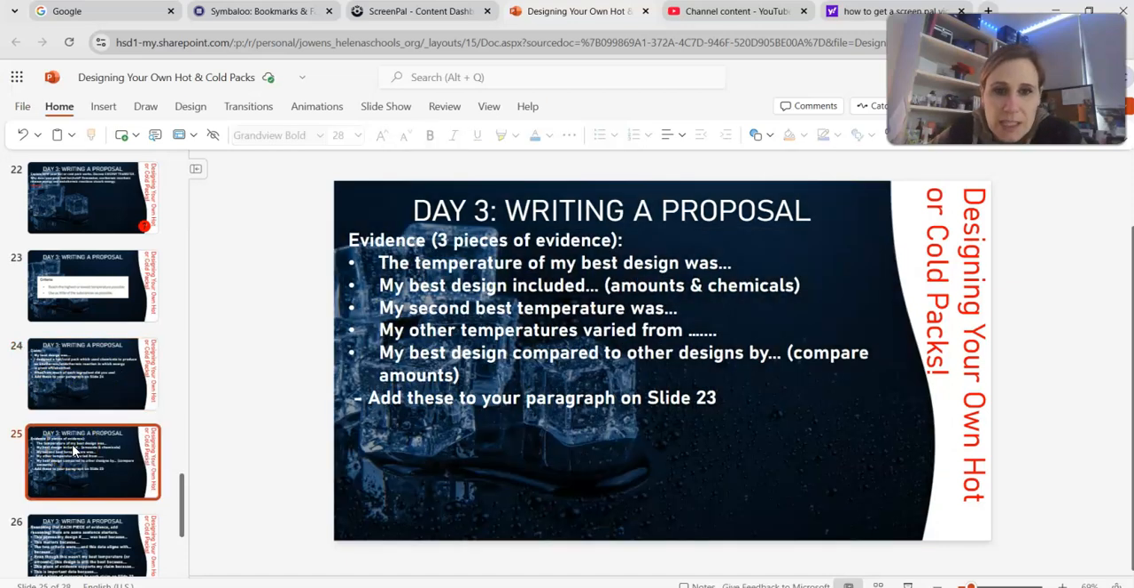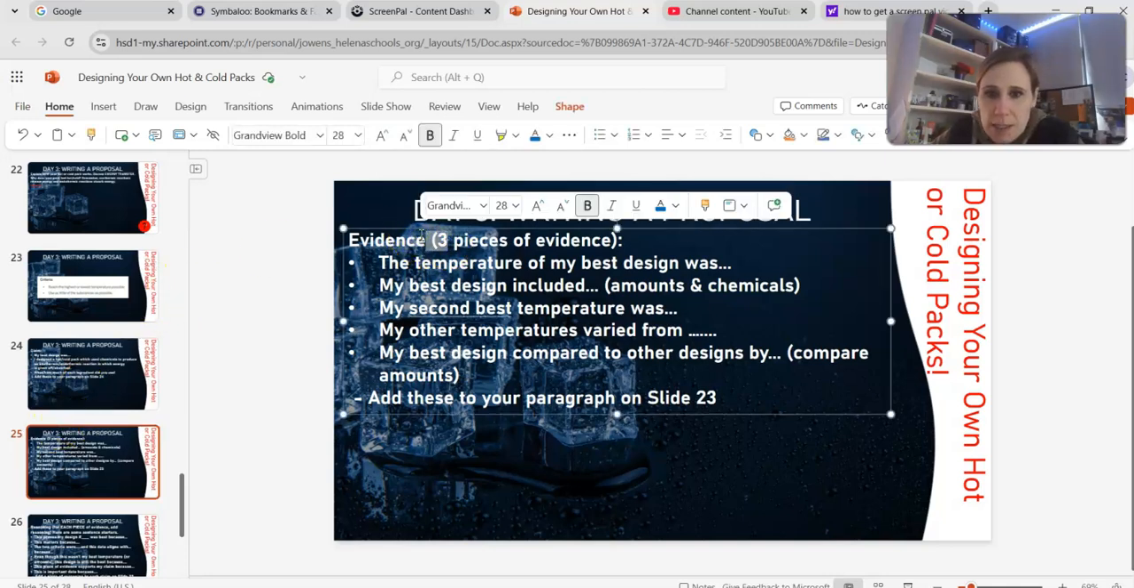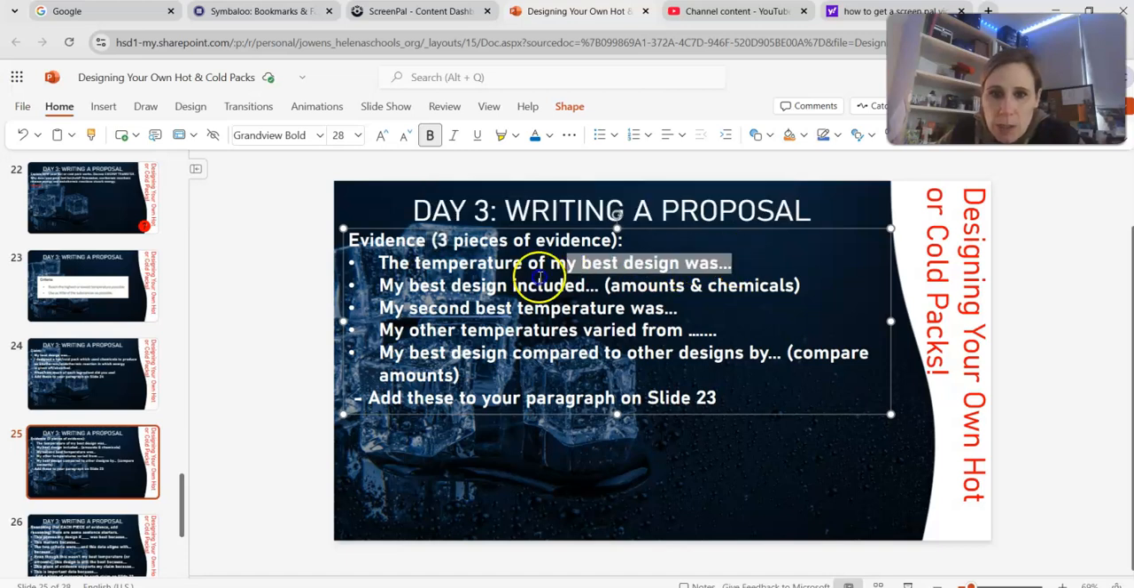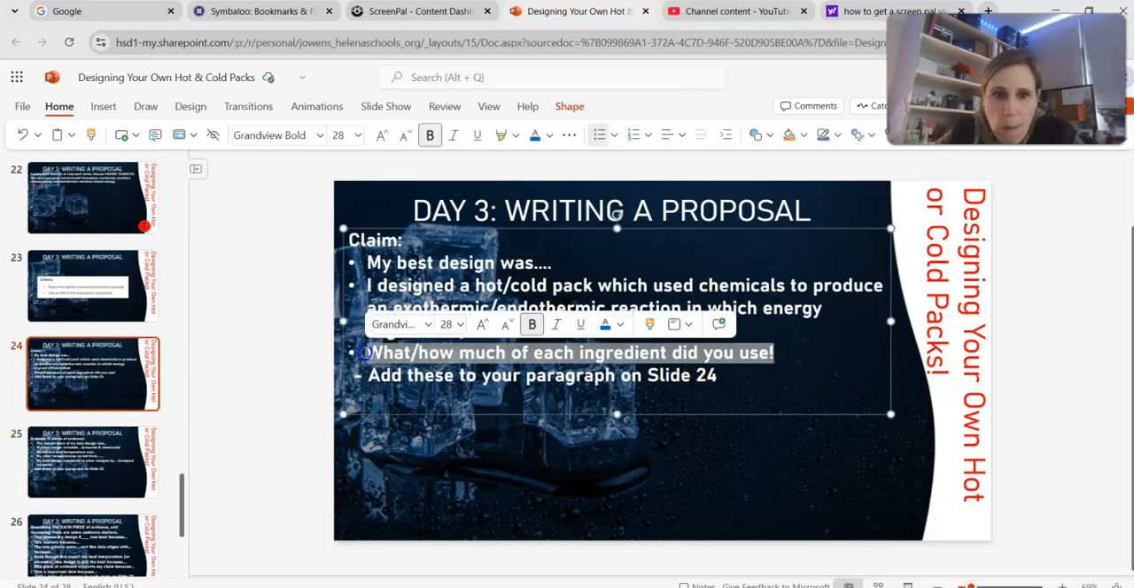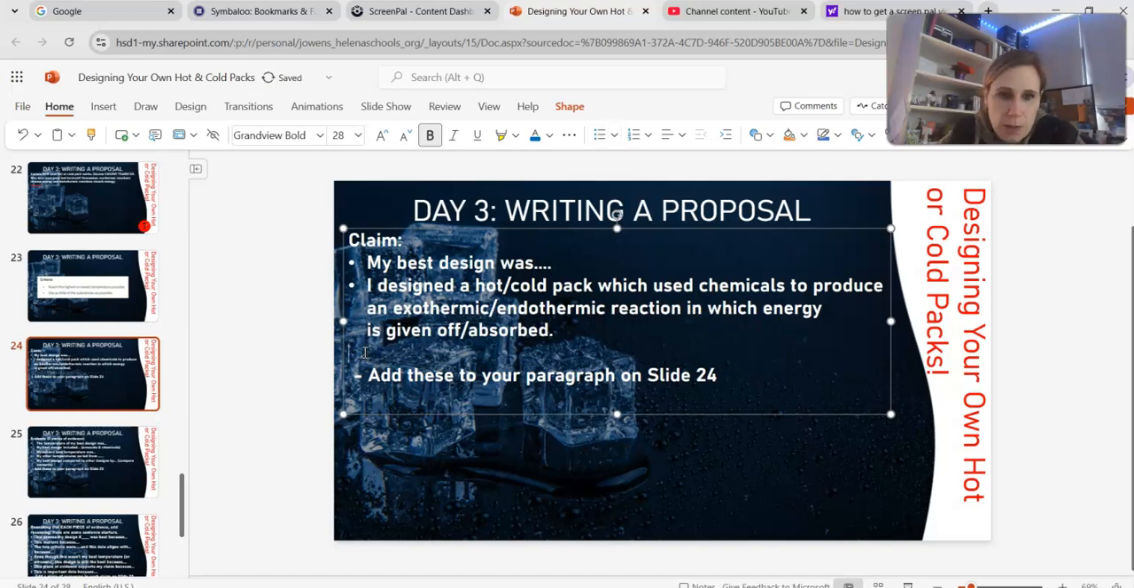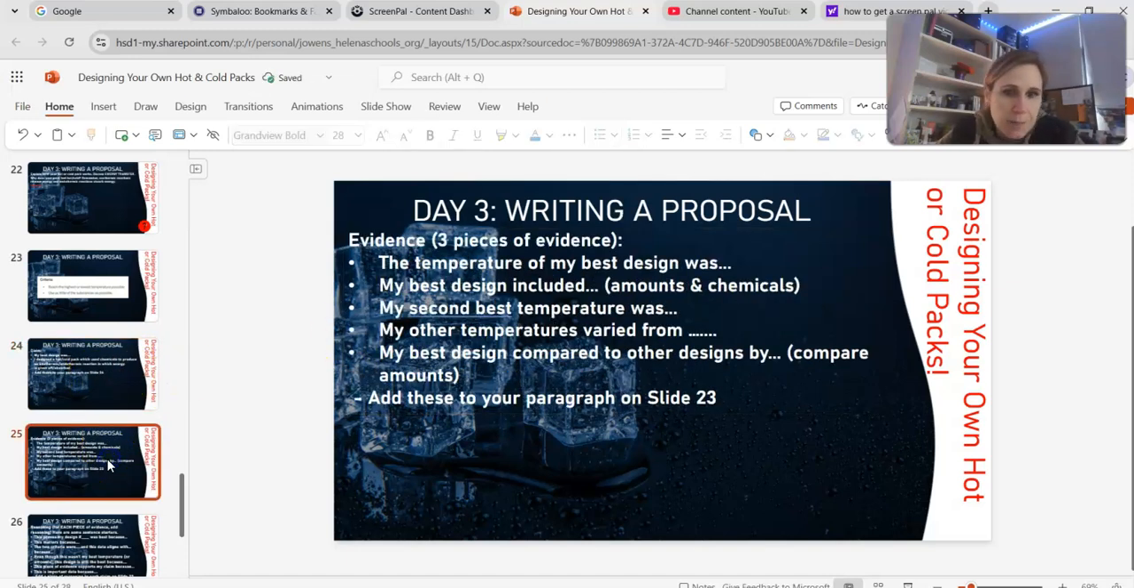Then for your evidence, you need at least 3 pieces of evidence, if not more. Okay, the temperature of my best design was, this would be probably one of the main ones, as this is one of the criteria. Okay, my best design included, so tell me amounts and chemicals. Sorry, I scratched that. I don't want you to add that onto your claim. That's going to be given as part of your evidence. My bad. Okay.